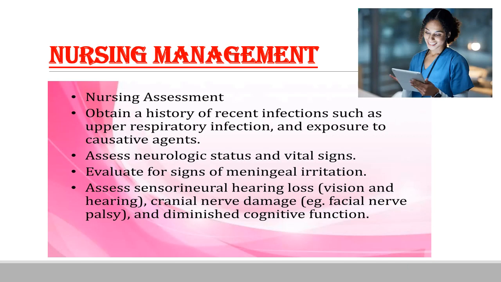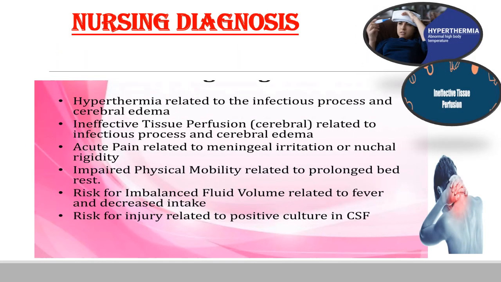First one, nursing assessment. Obtain history of recent infections such as upper respiratory infection, exposure to the causative agent, or exposure to any meningitis patient. Then assess neurological status and vital signs. Then evaluate the signs of meningeal irritation. Then assess sensorineural hearing loss, vision loss, or cranial nerve damage, such as facial nerve palsy. That comes under neurological assessment.